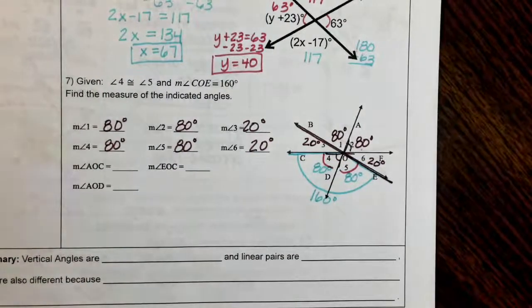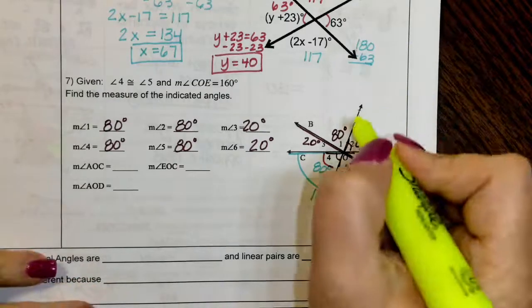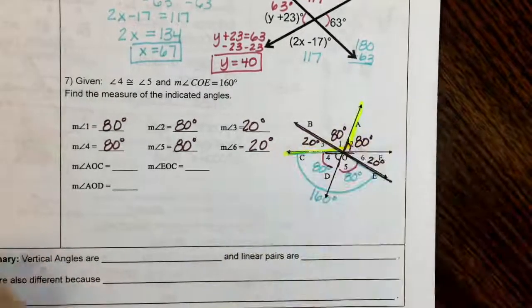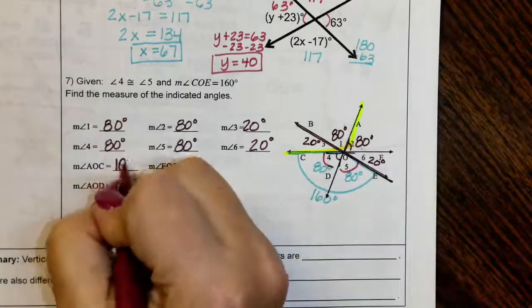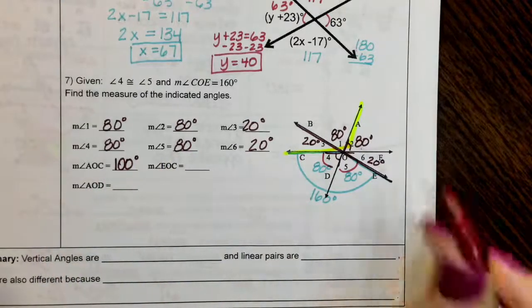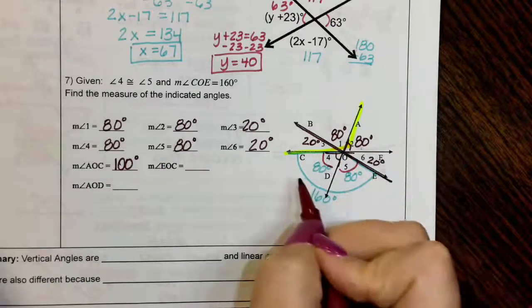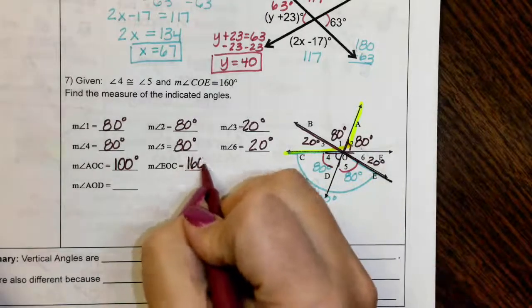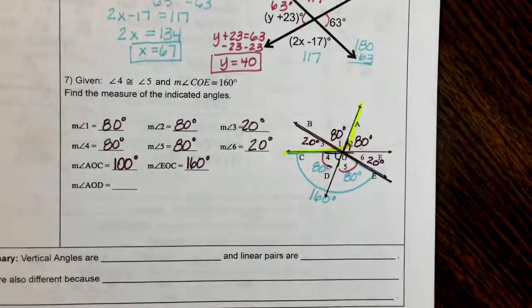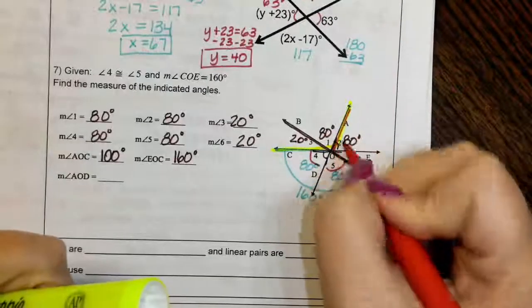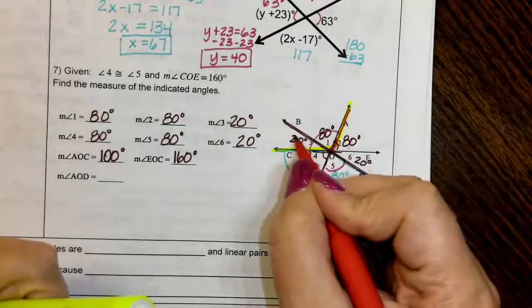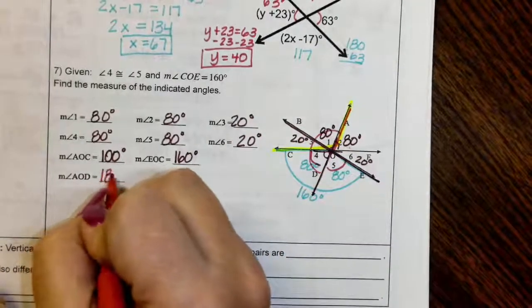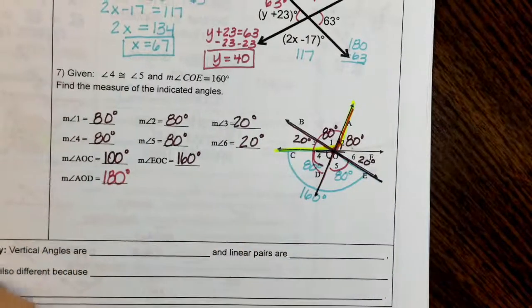AOC, so now we need to see where AOC is. So we go A to O to C. So AOC, the angle addition postulate, says I can add those together. So 80 plus 20, AOC is 100 degrees. EOC, well, EOC is the same as COE, so it's 160 degrees. And then AOD, if I trace AOD from A to O to D, those form that straight angle, or 80 plus 20 plus 80 is 180 degrees. Okay, it forms that straight angle all together.